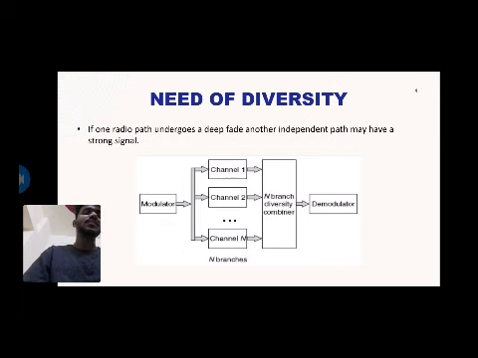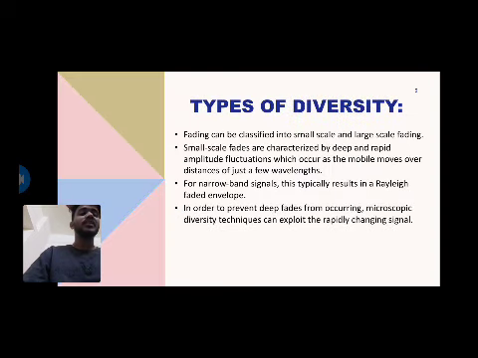The modulator output is given to the N channels, and the N-branch diversity combiner demodulates. Types of diversity. Fading can be classified into small scale and large scale fading. Small scale fades are characterized by deep and rapid amplitude fluctuation, which occurs as a mobile moves over a distance of just a few wavelengths. For a narrowband signal, this typically results in a Rayleigh faded envelope.